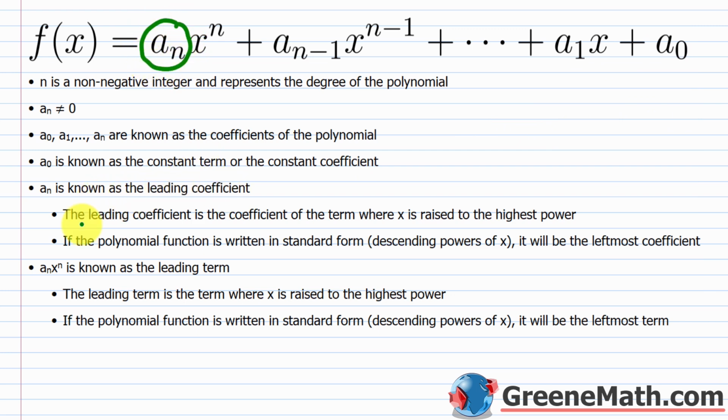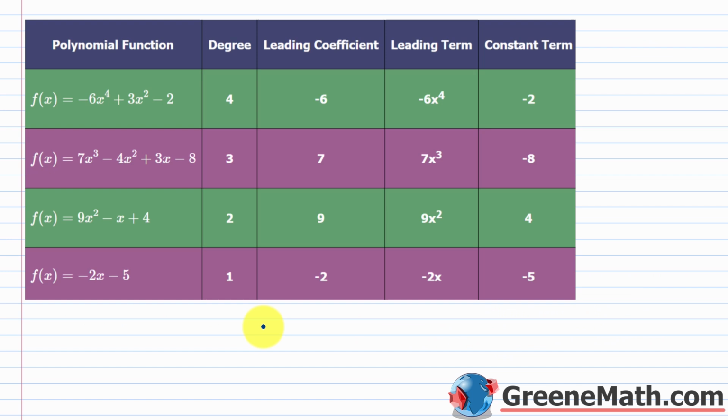So you hear that a lot today. The leading coefficient is the coefficient of the term where x is raised to the highest power. So if the polynomial function is written in standard form, so descending powers of x, it will be the leftmost coefficient. A sub n and then x to the power of n is known as the leading term. So that's going to be this whole thing together. This is the leading term. So the leading term is the term where x is raised to the highest power. Again, if the polynomial function is written in standard form, so descending powers of x, it will be the leftmost term.